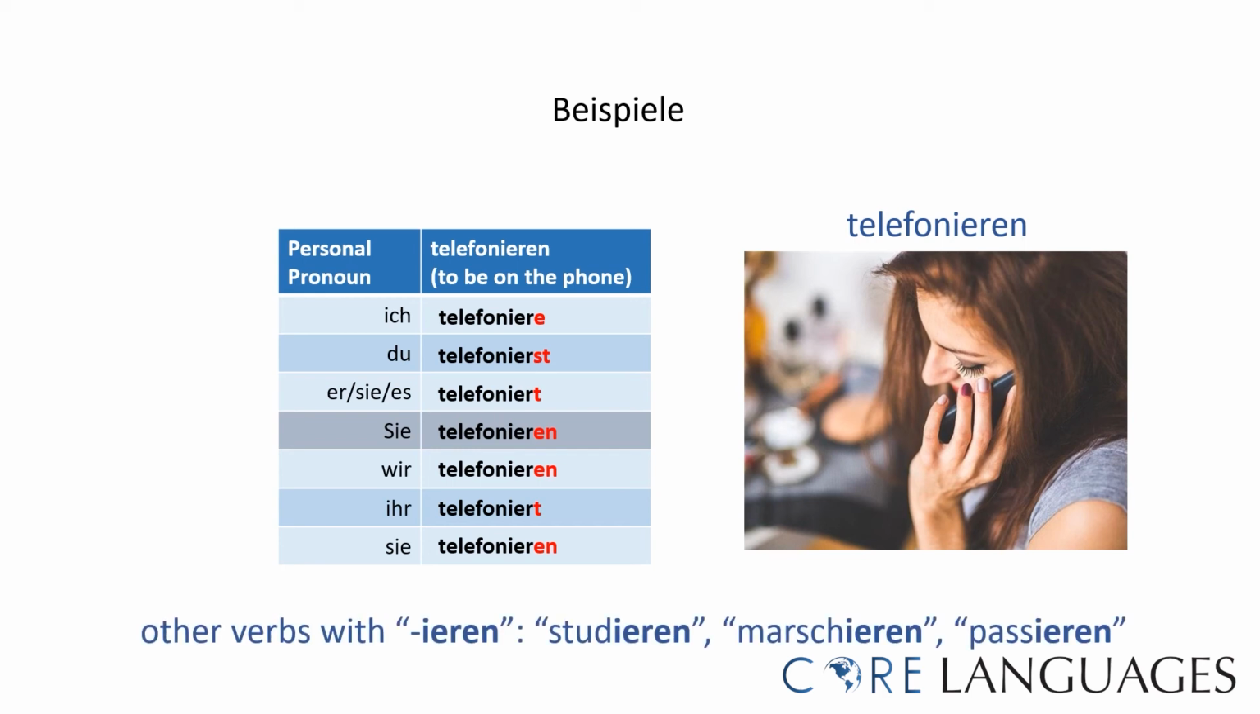Other verbs with ieren are studieren, which means to study, and specifically to study at university, marschieren, to march, and passieren, to happen.